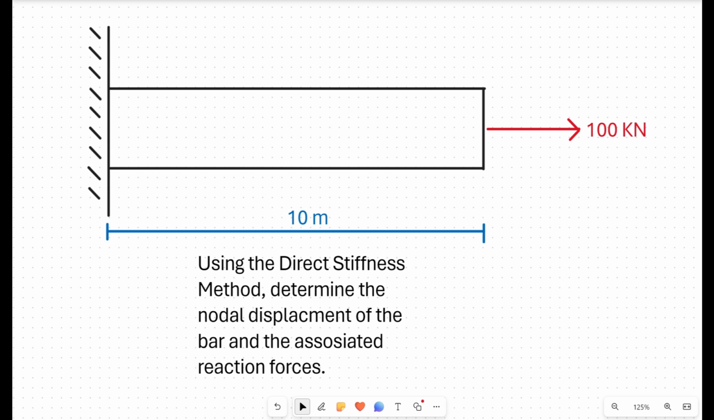Today we'll be delving into the discrete stiffness method, which is one of many methods used in finite element analysis, or FEA for short. This session is designed to help you develop a fundamental understanding of these essential concepts, so without any further ado, let's begin.